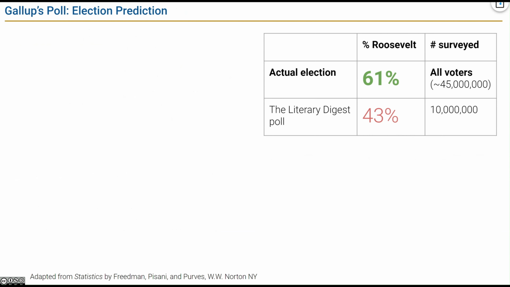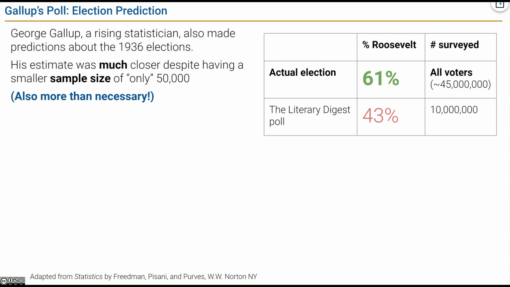Now, an interesting story is that at the same time as the Literary Digest was conducting its large poll, a rising statistician named George Gallup also conducted his own poll. He didn't have the same resources that the Literary Digest did, and so he did a much smaller sample. It was only 50,000. And he was able to correctly predict at least the winner. His prediction showed 56% were in favor of Roosevelt. Now, granted, he was still off by about 5%, which these days is a lot of error, but it wasn't enough for his prediction to be wrong.